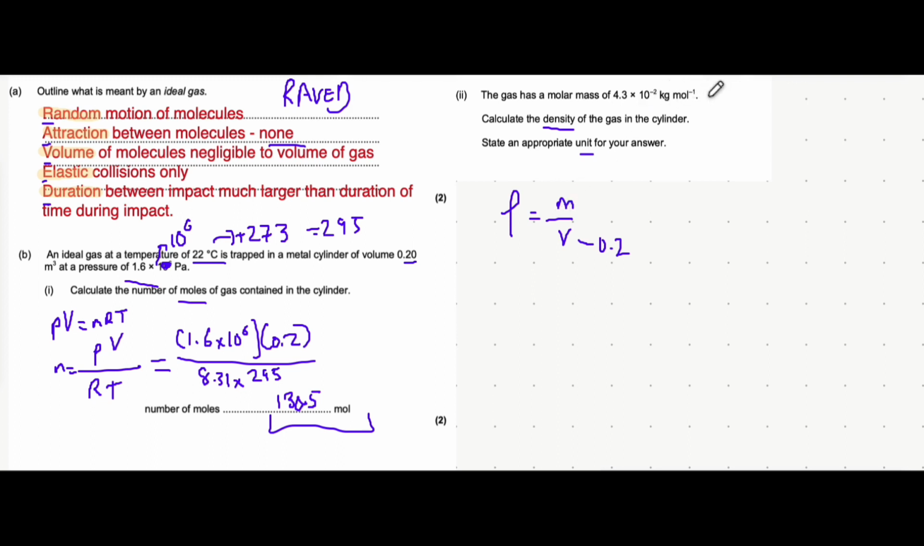A little trick, because this is kilograms per mole, we know that if we multiply by the number of moles, they'll cancel out, giving you the mass in kilograms. So do look out for that. So the mass itself is the molar mass multiplied by the number of moles, which we calculated as 130.5. If you put all of that into your calculator, you'll get the density value, which is 28. Mass is in kilograms, and you're dividing by volume, which is in meters cubed, so kilograms per meters cubed.